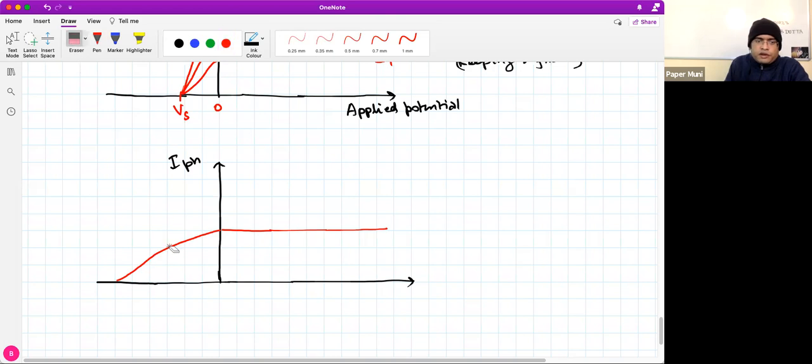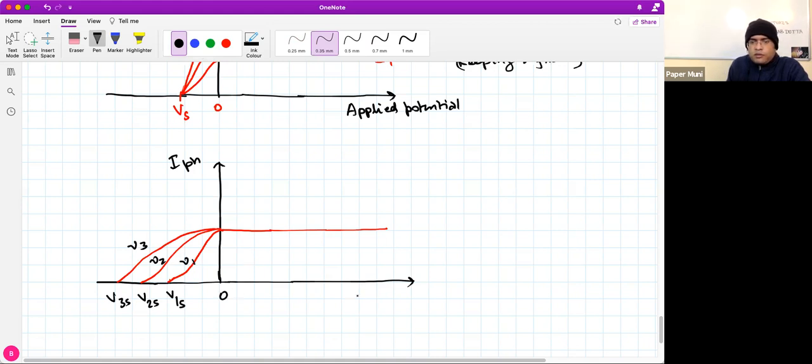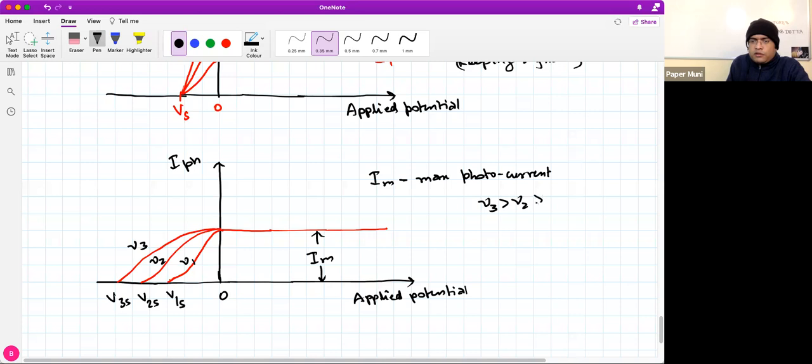Now, this graph, we change it for different frequencies, so we'll have different stopping potentials. This is V1S, V2S, V3S. So this is nu3, nu2, nu1. This is zero, this is the applied potential. Now in this case, we are keeping the maximum photocurrent fixed, IM is the max photocurrent. Here nu3 is greater than nu2, which is greater than nu1.